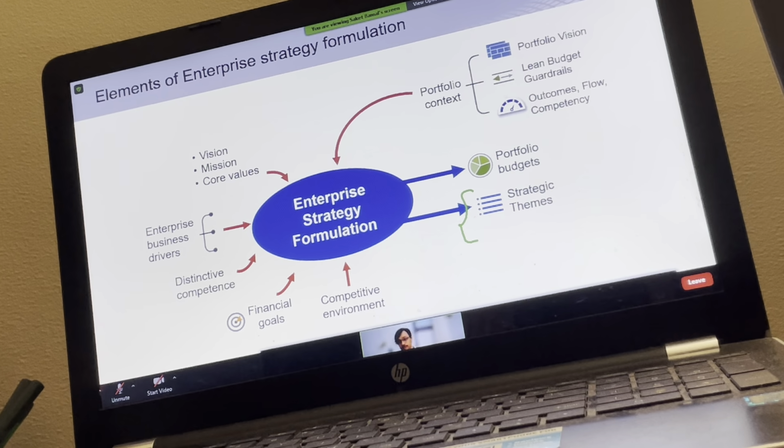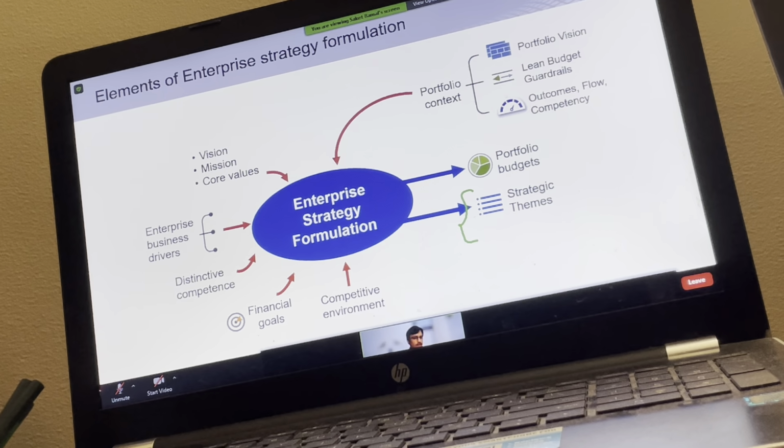A strategic theme for a bank could be self-service. We want to do self-service so that our operational cost gets reduced. It could be that we want to get into a diversified market. We want to get into the Middle East. That could be a strategic theme. So a strategic theme is a bank level or an organization level strategy. And based on the strategy, the portfolio budget gets allocated. And this happens in the enterprise strategic formation process, which is outside SAFe.